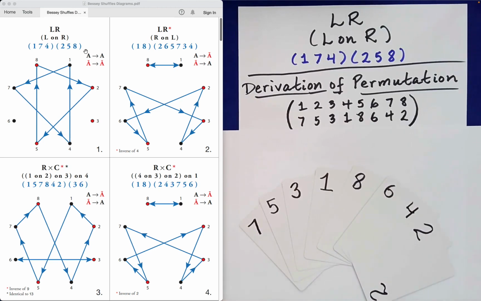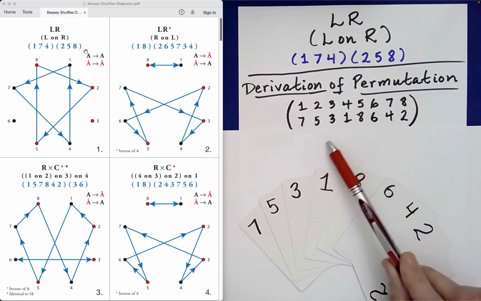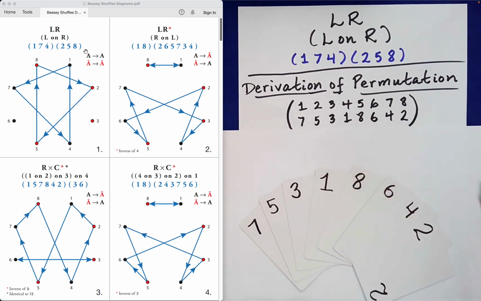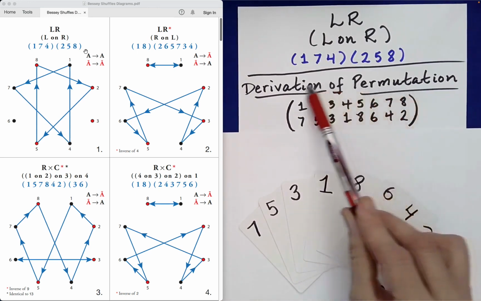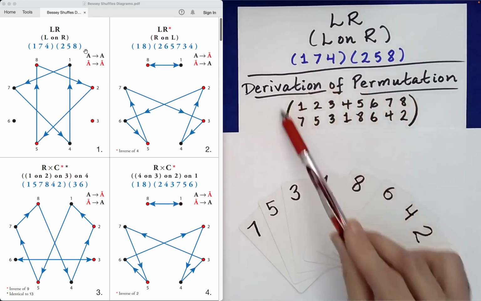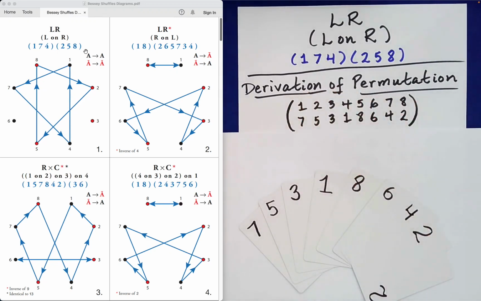Okay, so what I've done here is I've simply written down the new ordering. 7, 5, 3, 1, 8, 6, 4, 2. And this is called Cauchy's two-line notation. It's a way of representing permutations. It's a way of representing the result of this shuffle on this packet of 8 cards.